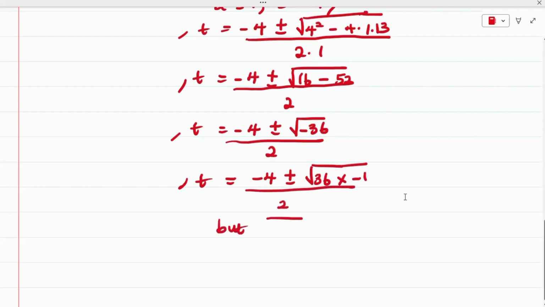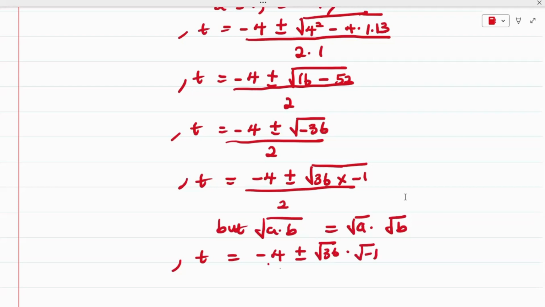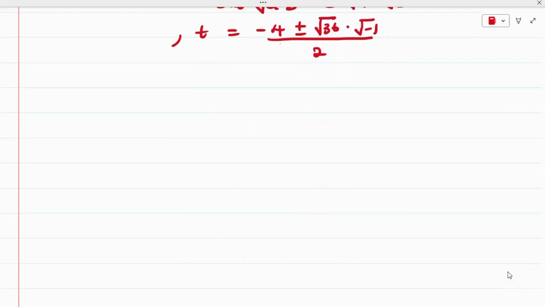But if we have the square root of a multiplied by b, this is equal to the square root of a multiplied by the square root of b. So we have t is equal to minus 4 plus or minus the square root of 36 multiplied by the square root of negative 1, divided by 2. But the square root of negative 1 is equal to i, so we have that t is equal to minus 4 plus or minus the square root of 36, which is 6, the square root of negative 1 is i, divided by 2.